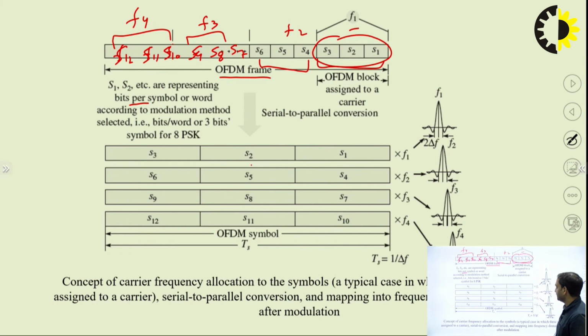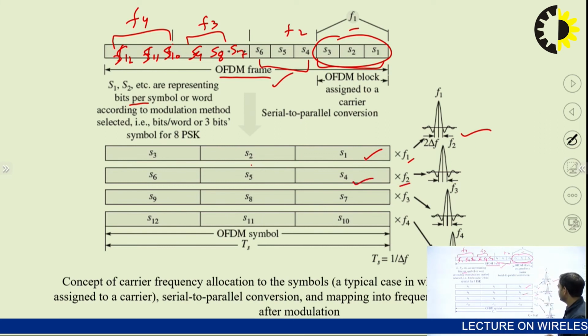So for that representation, in the frame we have mentioned here, in one frame 12 bits are there. In this we can also represent it in the frequency domain, how to represent S1, S2, S3. This complete block is modulated by the frequency F1 and the resultant will be like this. Similarly, S4, S5, S6 is modulated by F2 and the resultant will be like this.